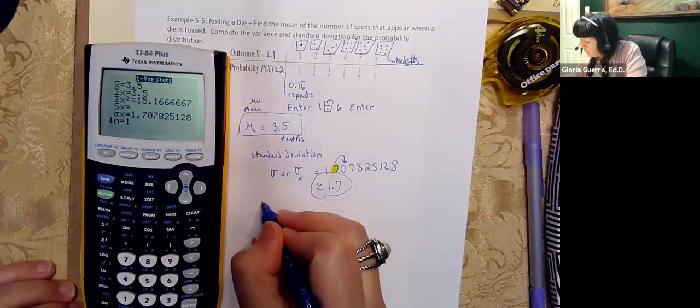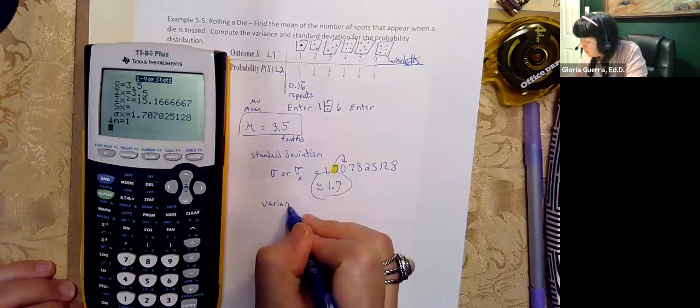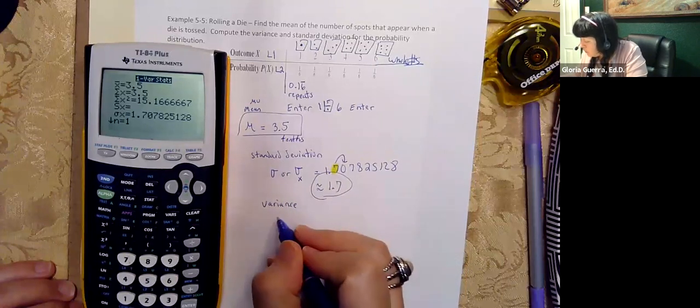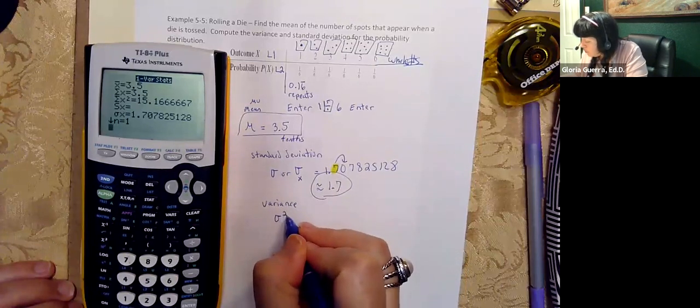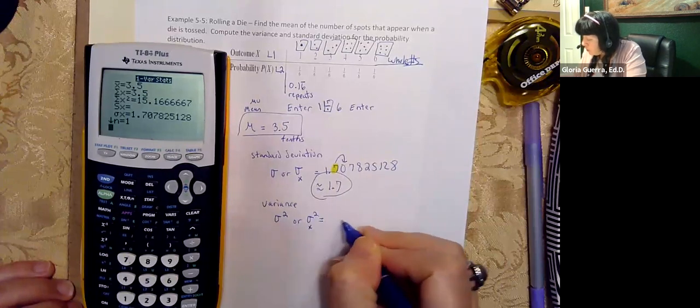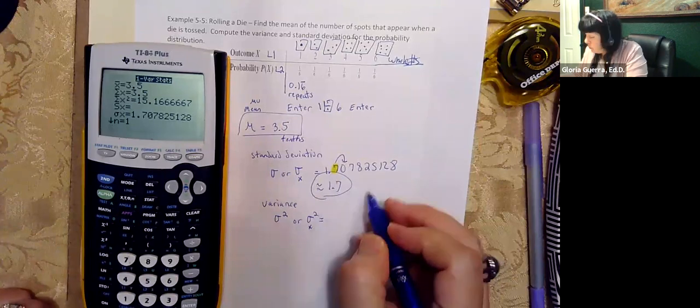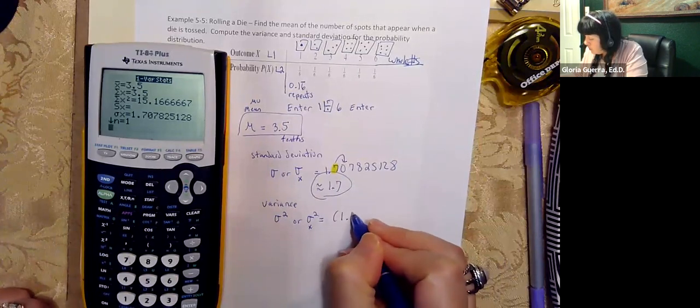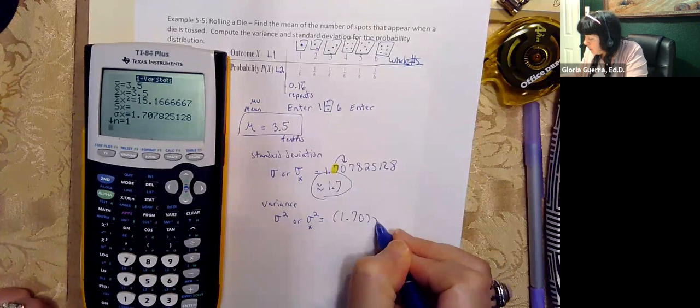Okay, then we have variance. Nobody's calculator gives you variance. This is sigma squared, or sigma sub x squared. So you actually have to take this value and square it, raise it to the second power.